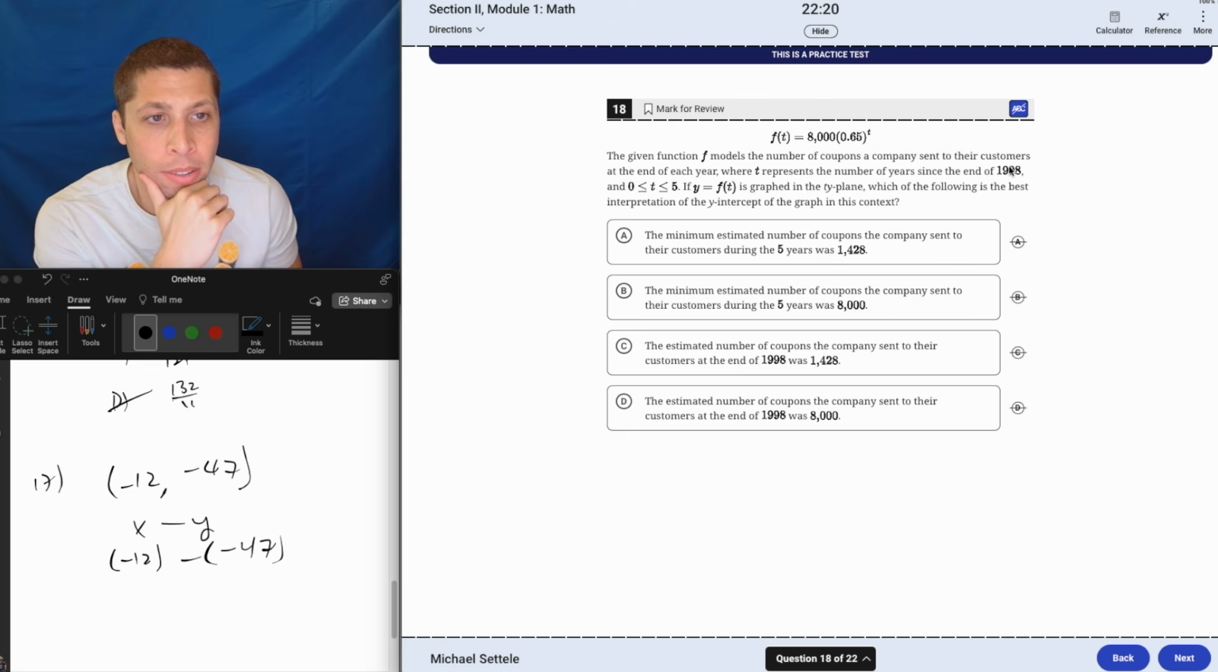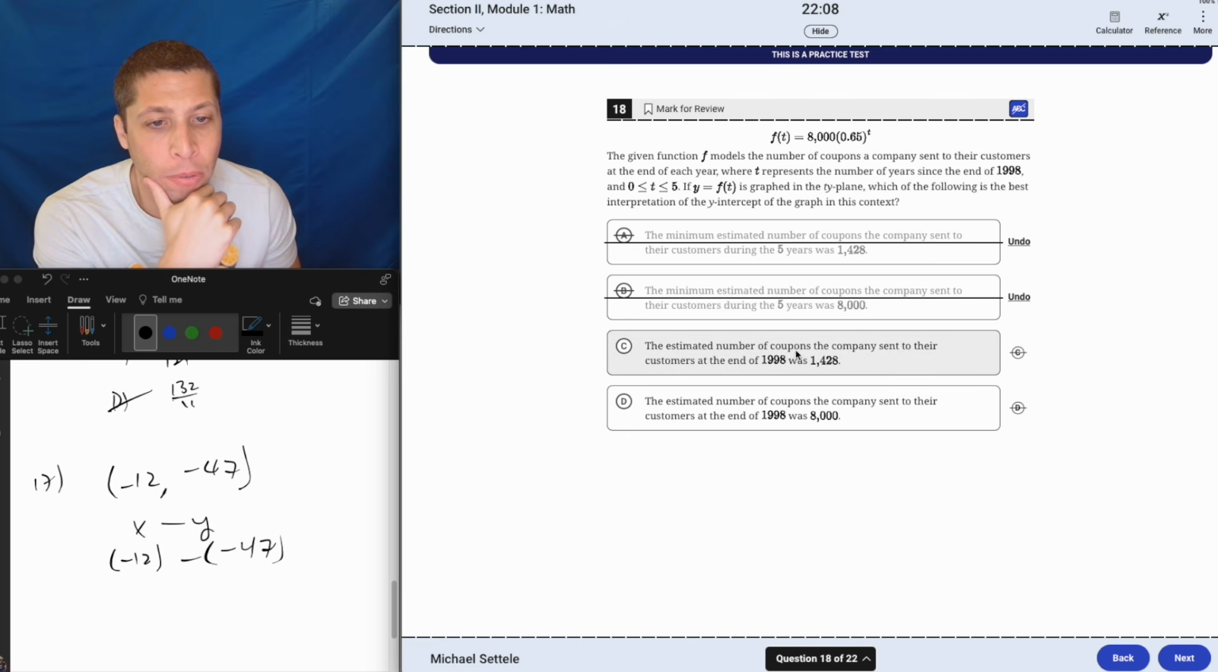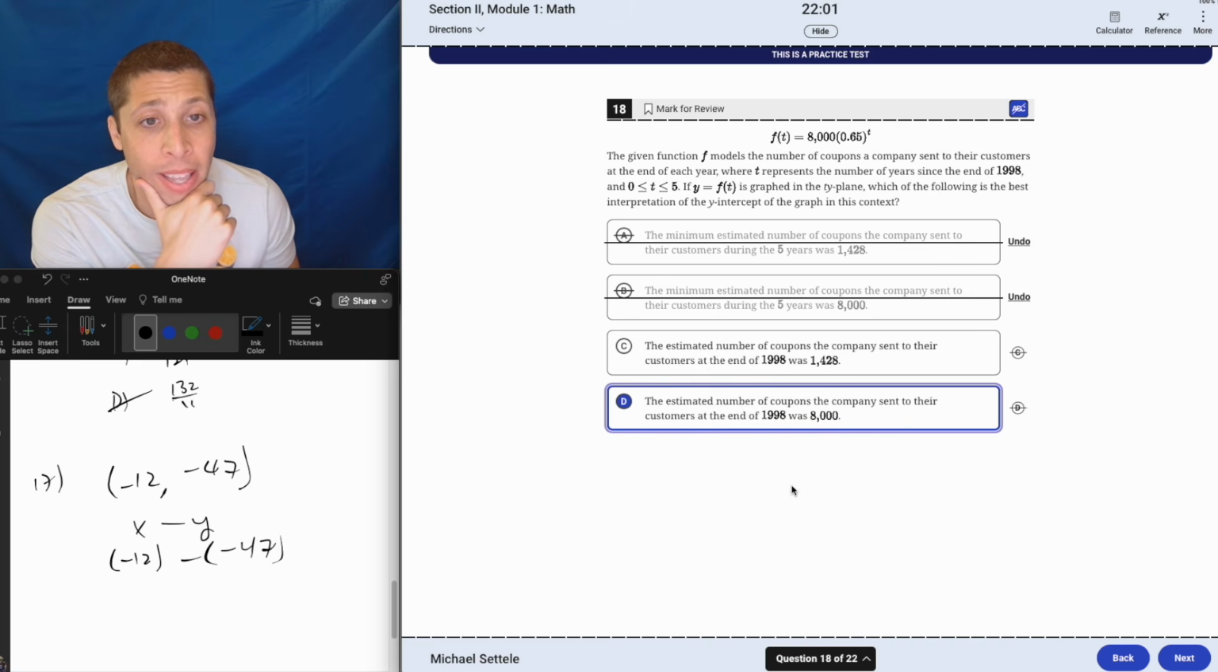Okay, this defines the best interpretation of the y-intercept. Y-intercept is where x is 0, x is t. So it's something at 1998, right? Because that's the starting point. The estimated number of coupons the company sent to their customers at the end of 1998. No. The estimated number of coupons was 8,000, because you plug in 0, you get 8,000.